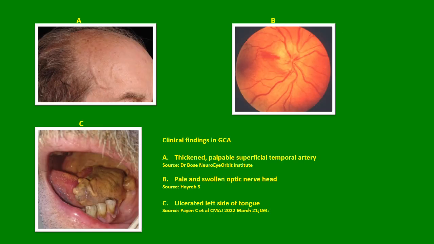These figures show some of the clinical features. In A, a thickened and palpable superficial temporal artery. In B, a pale and swollen optic nerve head. And in C, an ulcerated left side of the tongue.